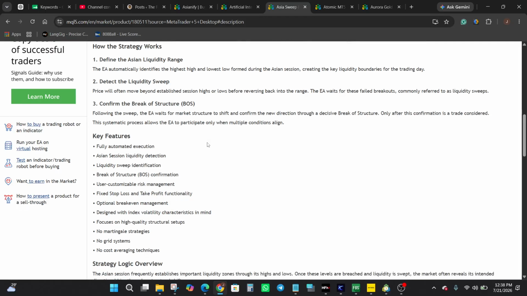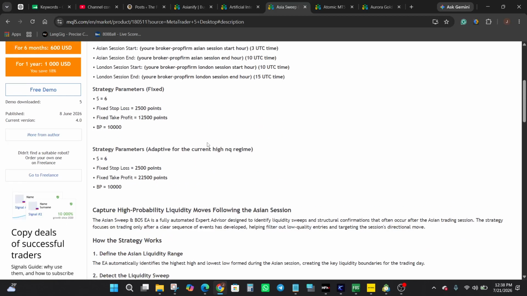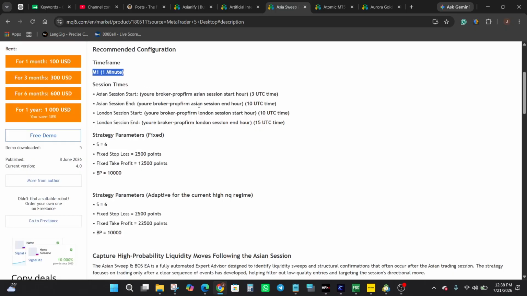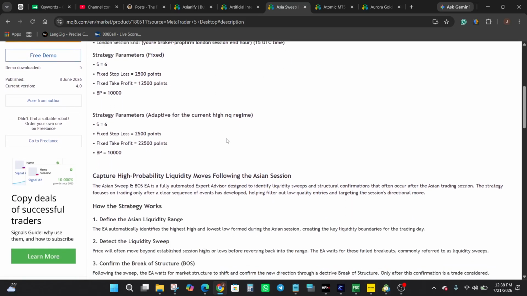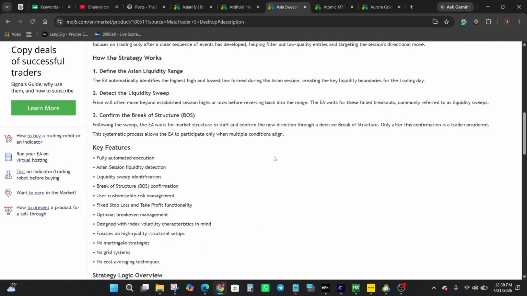The listing also mentions fixed stop loss and take profit functionality, optional break-even management, and states there is no martingale, no grid, and no cost averaging involved. Recommended settings on the page point to the M1 time frame, with the Asian session defined as 3 to 10 UTC and London session 10 to 15 UTC. Now let us get into the historical testing.